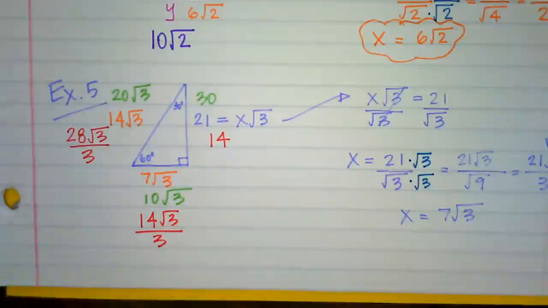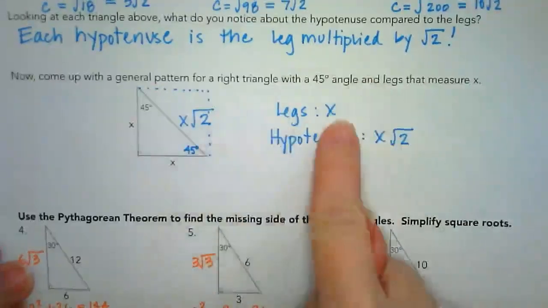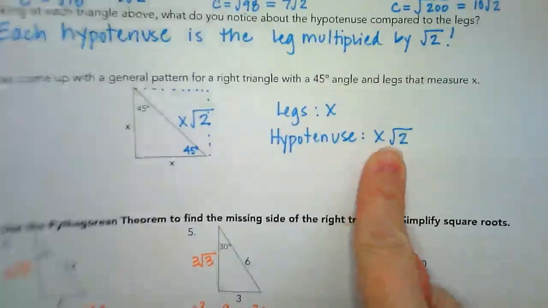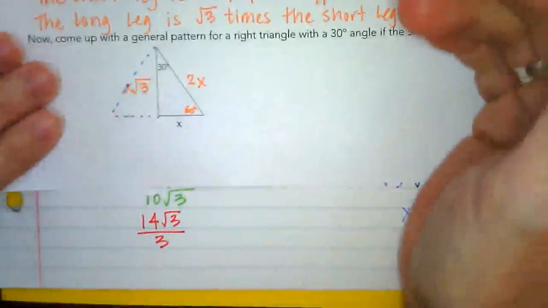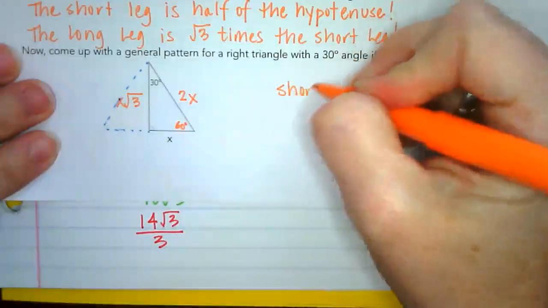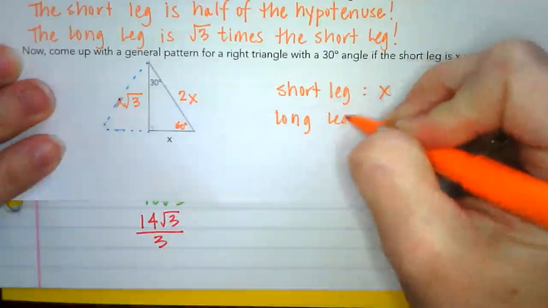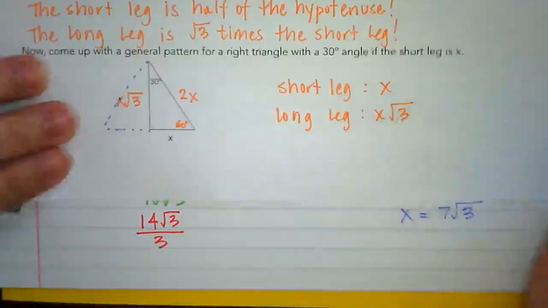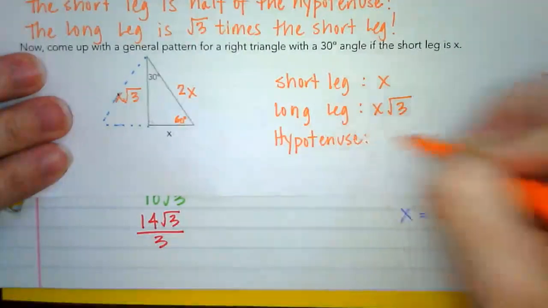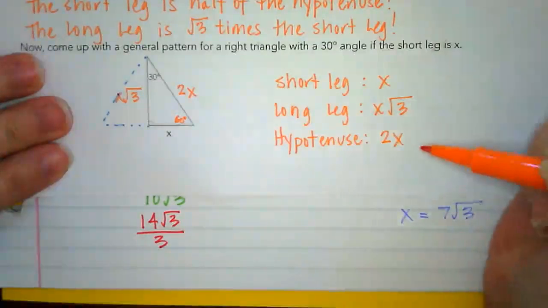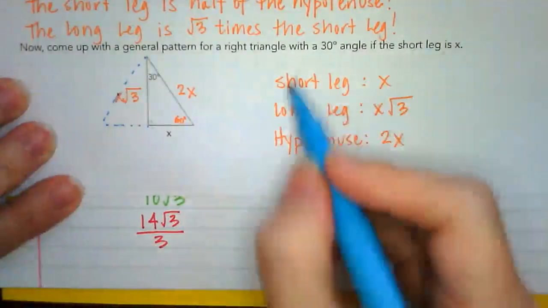All right, so I would definitely keep this handy. We have this written out. The legs are x, the hypotenuse is x square root of 2. I didn't write out this one, so if we put this on here, if we think of it this way, the short leg is x, the long leg is x square root of 3, and then the hypotenuse is going to be 2x. So this is the pattern when you have the 30, 60, 90 triangle.